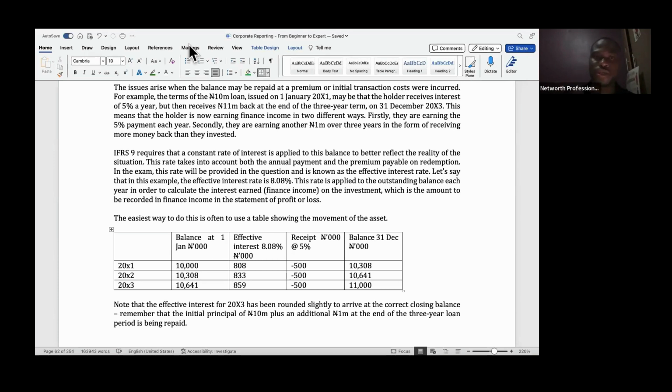So if you don't want to, that is when you now start looking at those tests: business model and contractual cash flow. Did I answer your question?